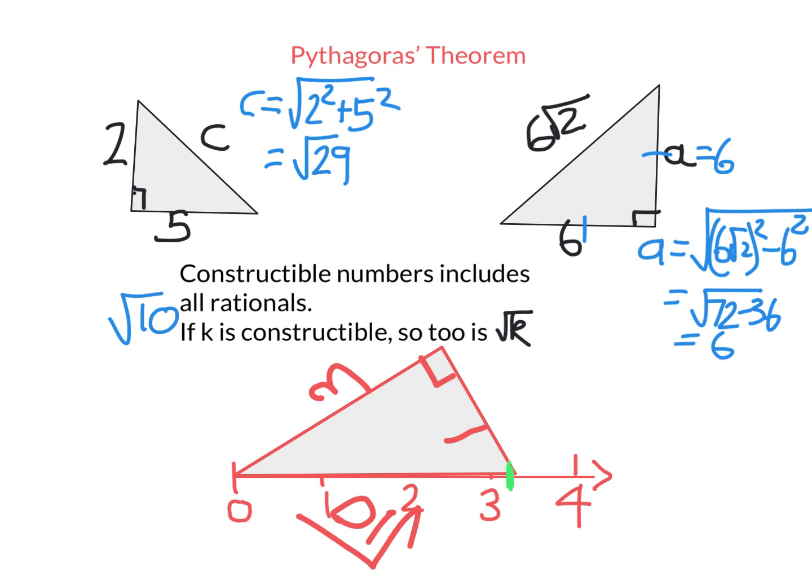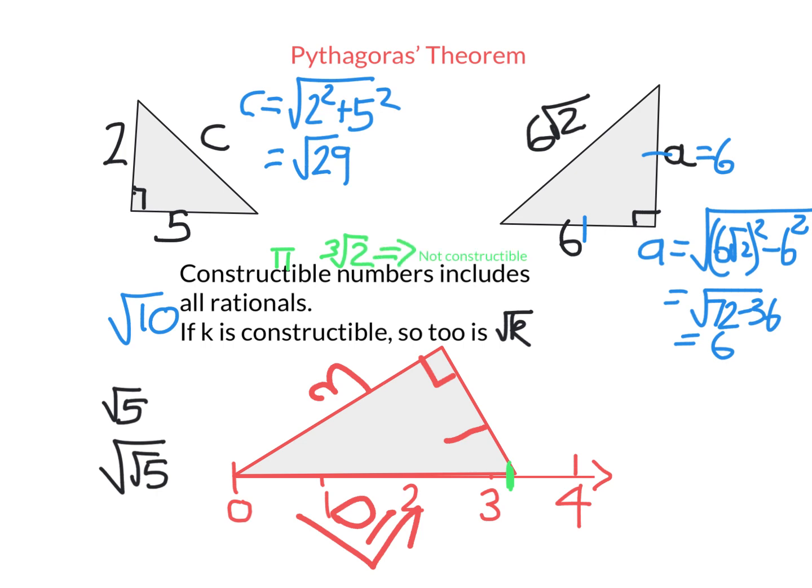But what we've just seen from this example here with root 10 is that if k is constructible, so too is the square root of k. So the square root of any integer is a constructible number. So for example, square root of 3 is irrational, but it is constructible. Square root of 5 is constructible. Because the square root of 5 is constructible, then the square root of the square root of 5 is also constructible. But numbers like pi, cube roots like cube root of 2, they are not constructible.